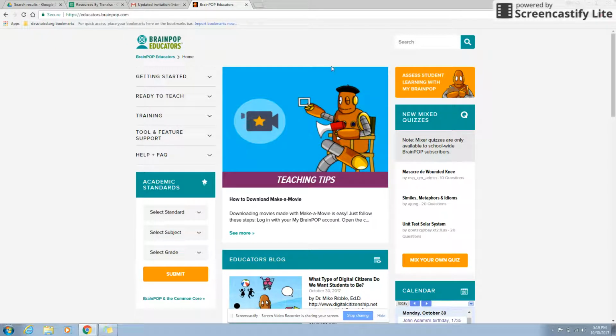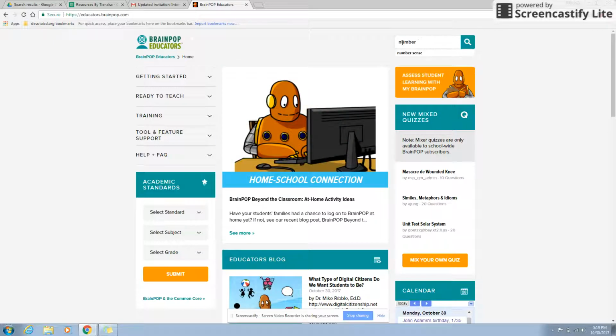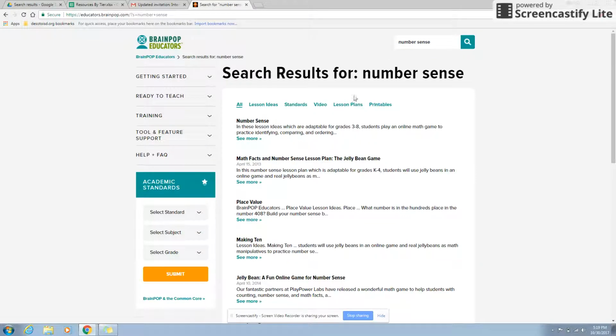However, what we're going to focus on is intervention. And so maybe one of our particular areas of focus is number sense. I'll go up here. I'm going to type in number sense. And you'll notice up here in the blue, there's lesson ideas, standards, video, and lesson plans and printables. Of course, we know that in this situation, the lesson ideas, which is good sometimes if you're stuck, you don't quite know where to go. However, when it comes to actually doing the lesson plans, that's probably your best bet.